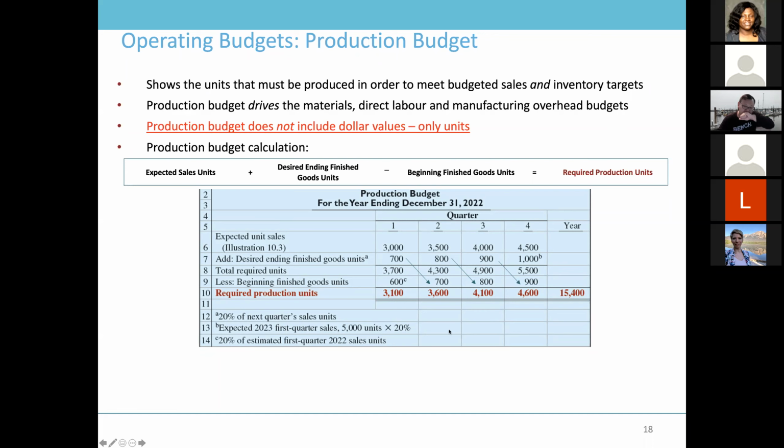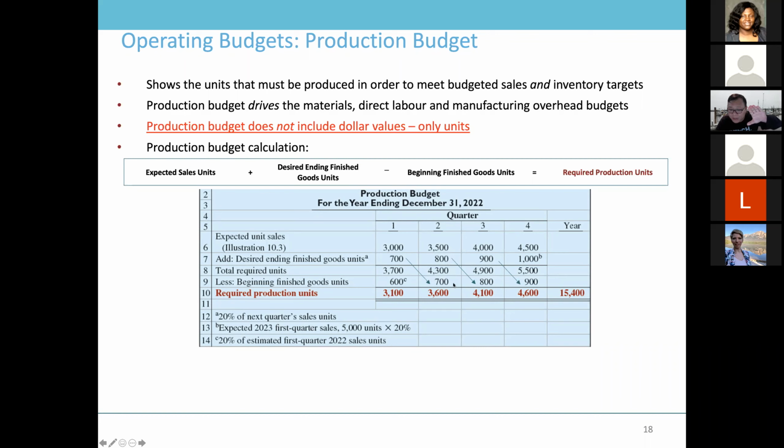Okay, so let's take a look at the second quarter. You have 3,500. This is the amount you are going to sell. The ending inventory is 20% of the sales of the following quarter, so that's 20% of 4,000. Your ending inventory is 800, plus you are expecting to sell 3,500. So in total, you have to have 4,300.